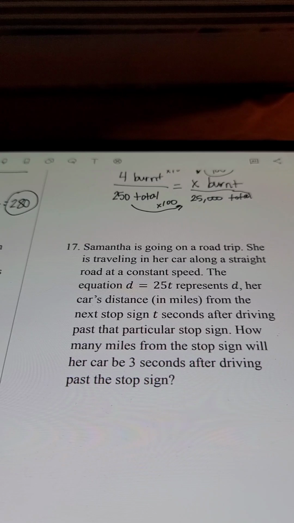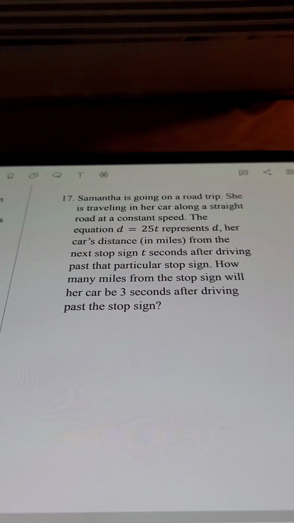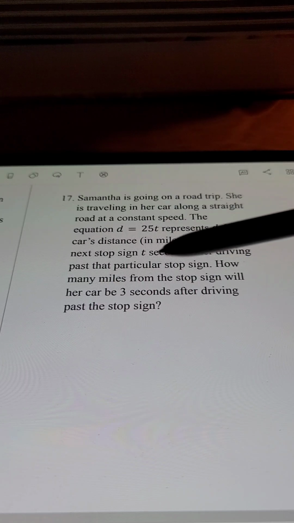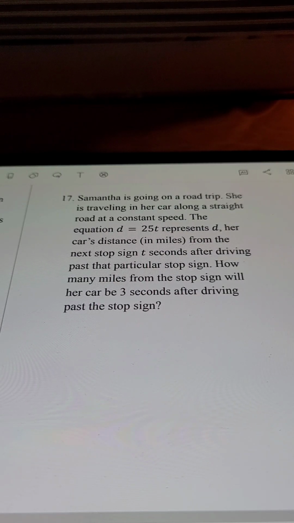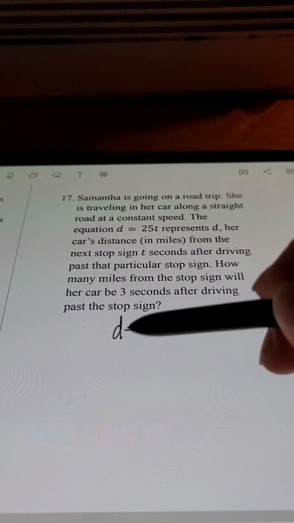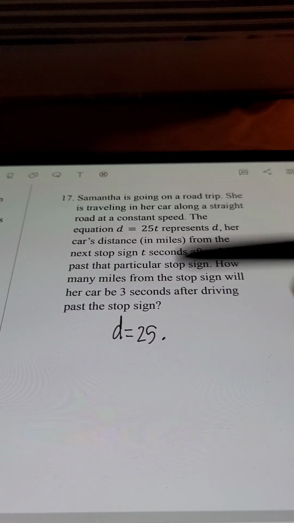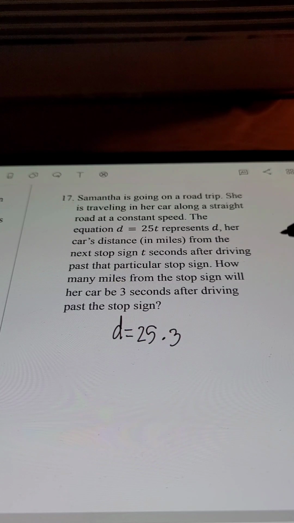Okay, pause to read number 17 if you haven't already. So this is just a simple plug-in problem, so they even give you the equation, and then you're trying to find the distance, so you're basically solving for D, and then you're going to plug in 3 for T. So D is equal to 25 times, instead of T, we're going to say 3. So then that's just going to be 75 miles. That's your answer.